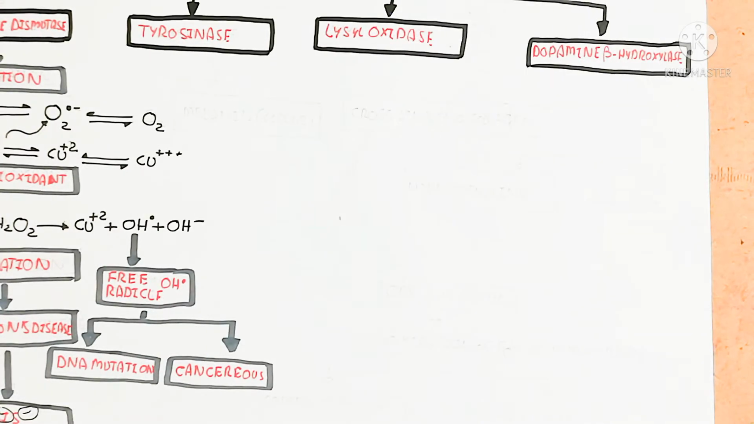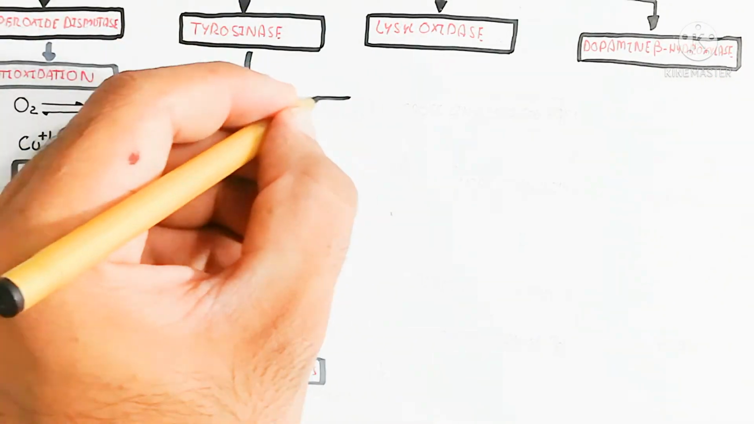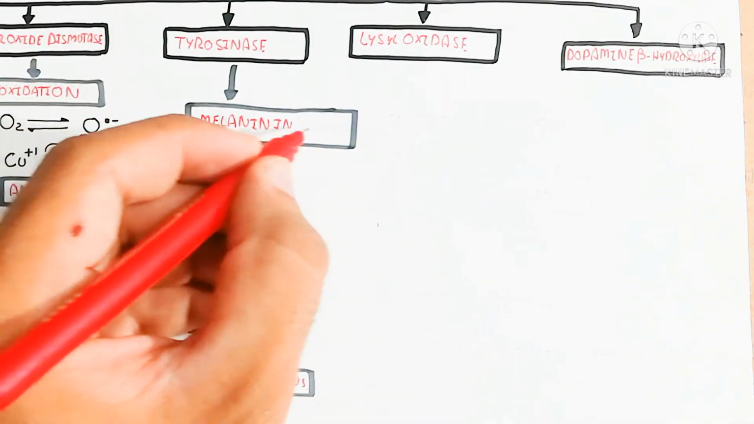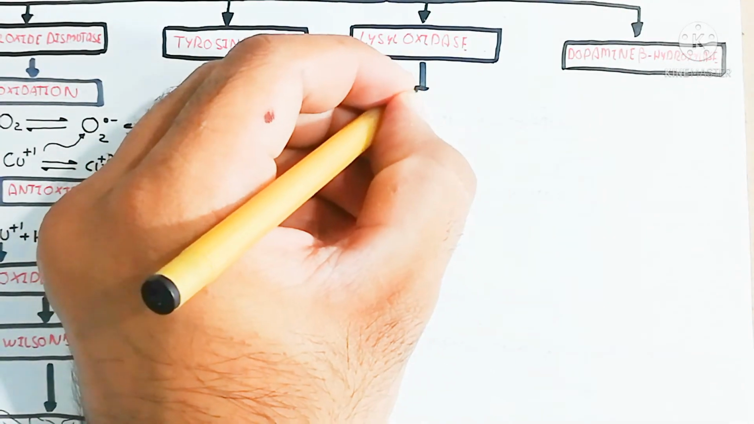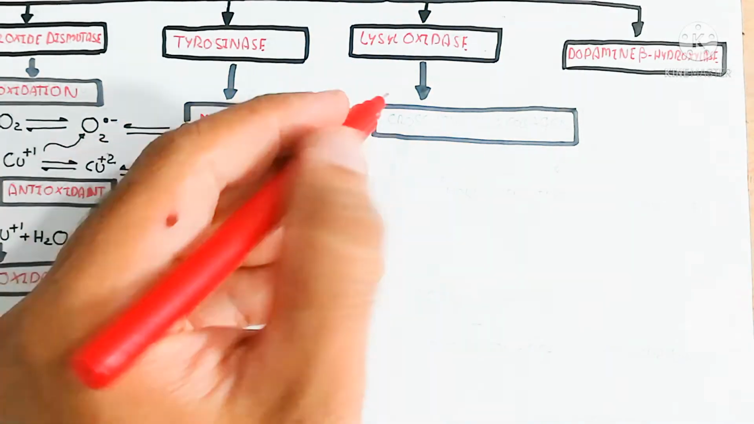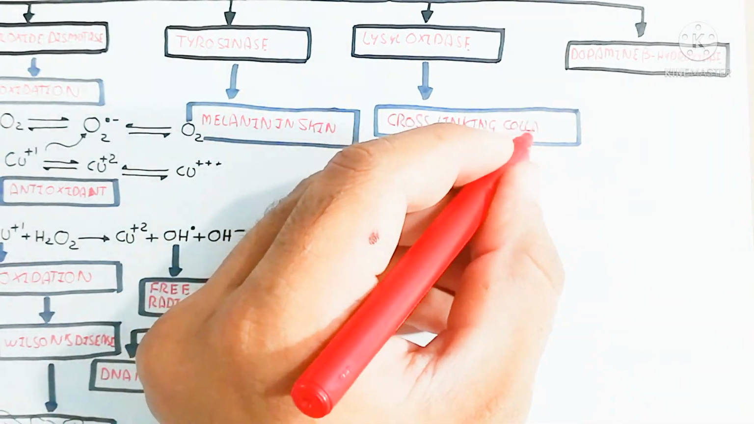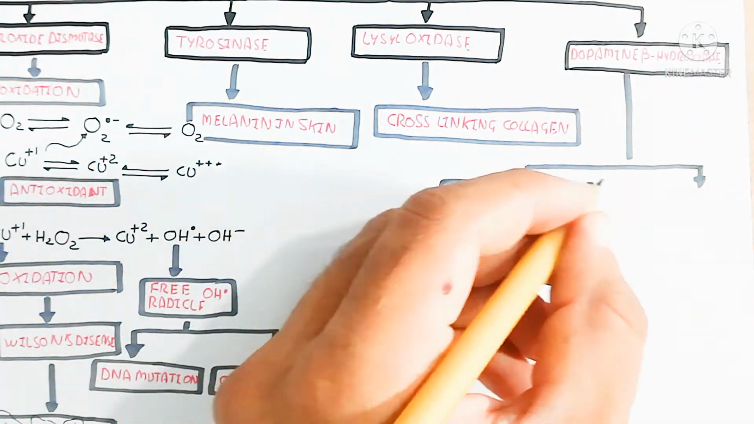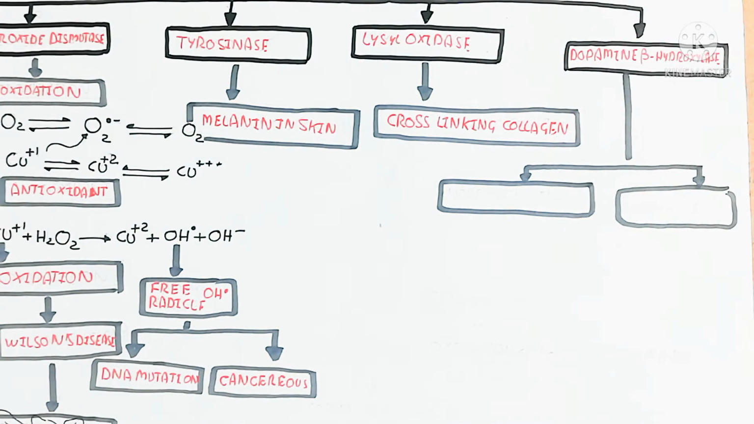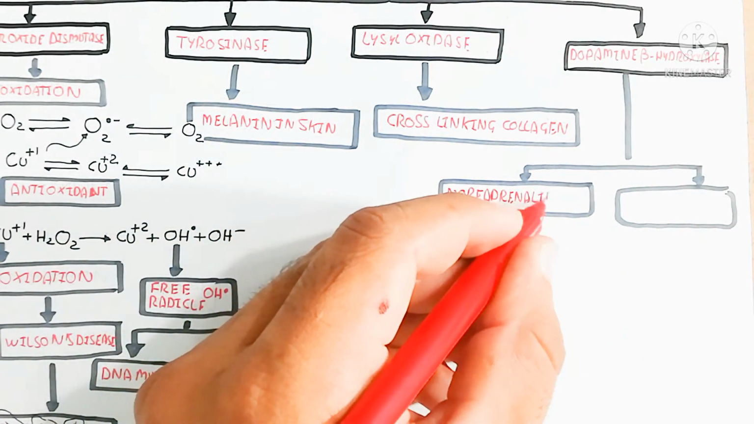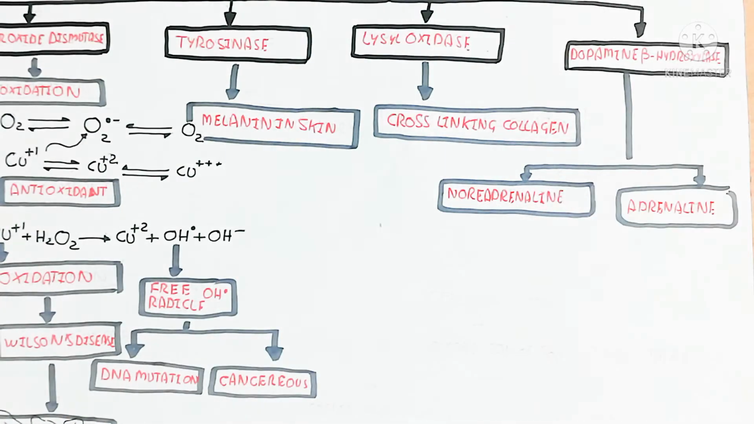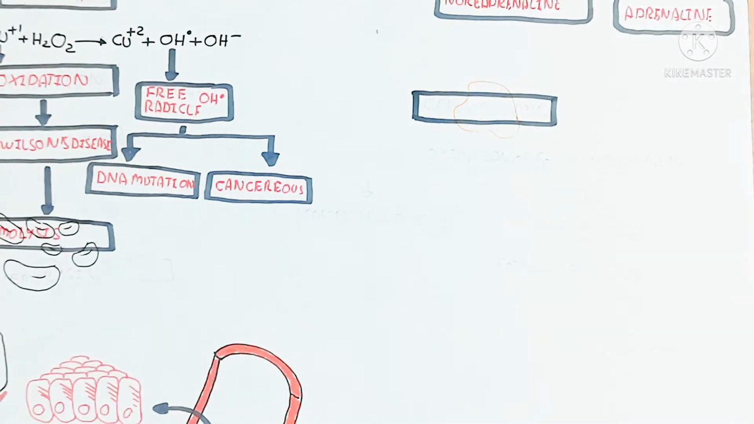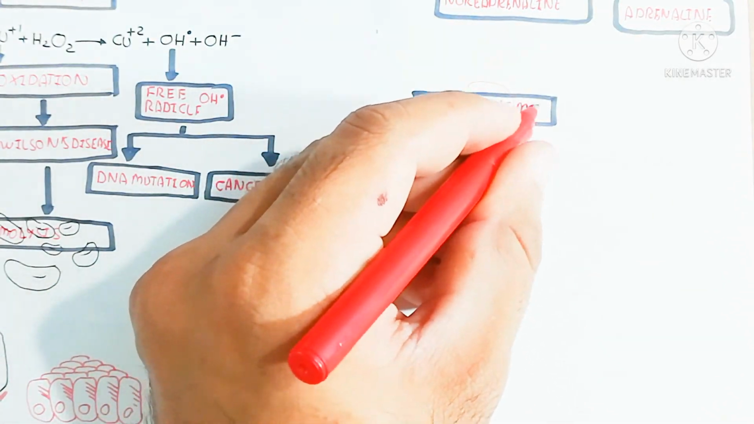On the other hand, the tyrosinase enzyme also requires copper for melanin pigment synthesis of the skin. This melanin pigment creates the color, so the color of the skin is due to tyrosinase, with copper as the cofactor. The lysyl oxidase is used for the cross-linking of collagen in the cell, and collagen has different functions. Here is the dopamine beta hydroxylase enzyme, which produces noradrenaline and adrenaline, which are used for the fight or flight response.